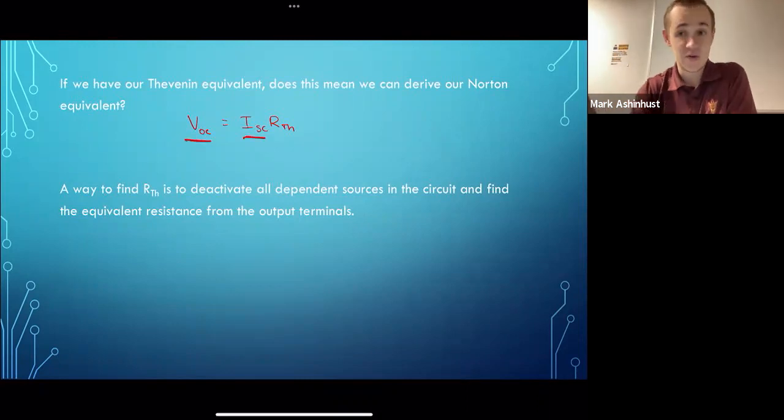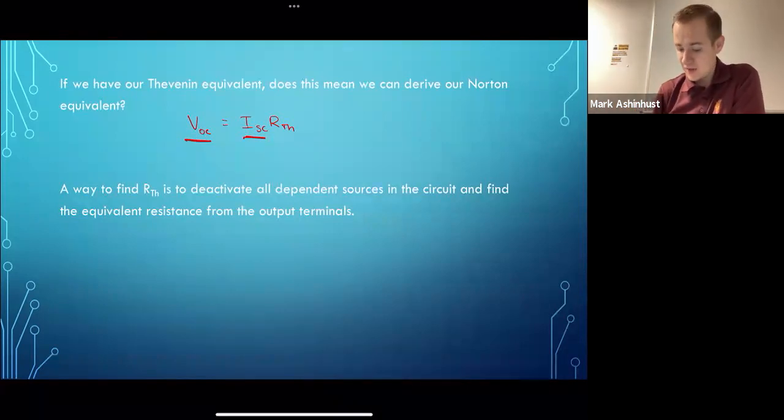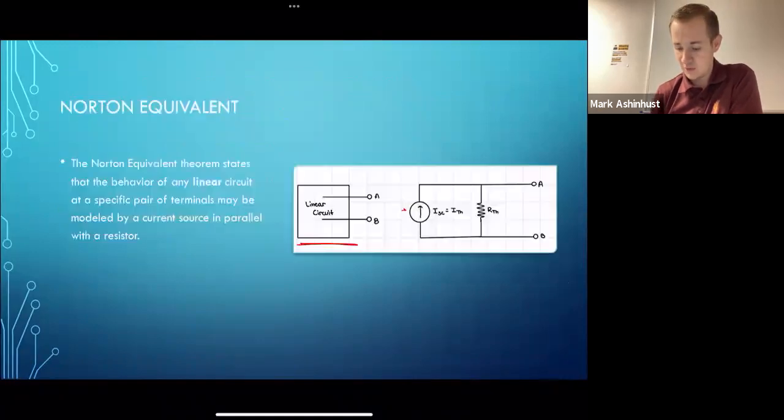But what if we're trying to find RTH and we don't have either of those two? We would deactivate all of the independent sources in the circuit, and we would find the equivalent resistance from the output terminals. And now the output terminals would just be A and B here, where we're trying to look into that circuit network, that linear circuit.